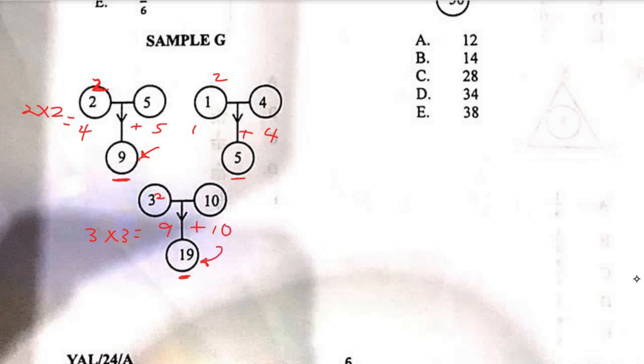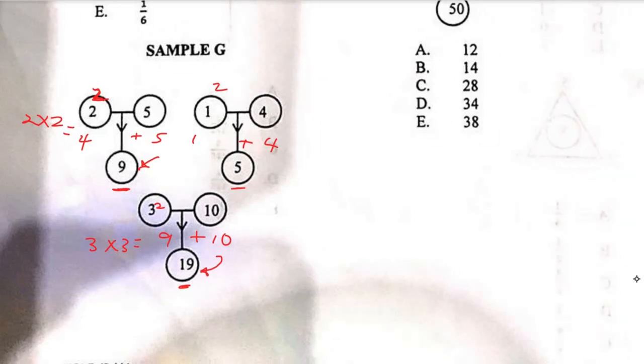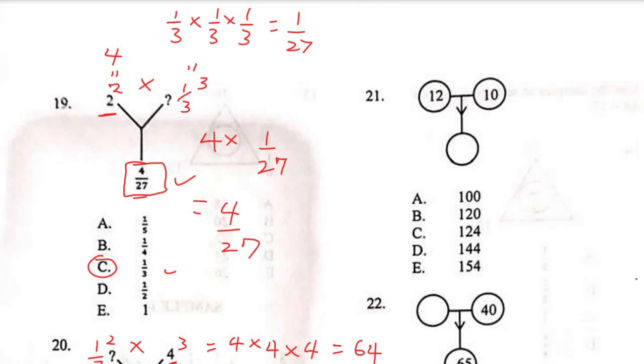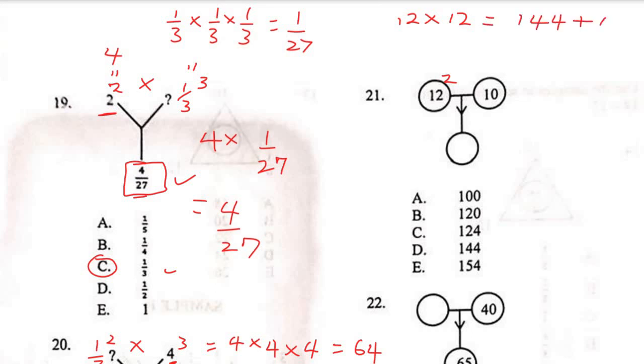Alright, so I've cracked the samples. That's why I said you need to think in 3D. Let me use that word. Now let's move over to question 21. Just like I did in the sample, to get my answer, I have to do 12 square, which is 12 times 12. 12 times 12 is 144. Now add 10 to it, our answer will be 154, which is option E.